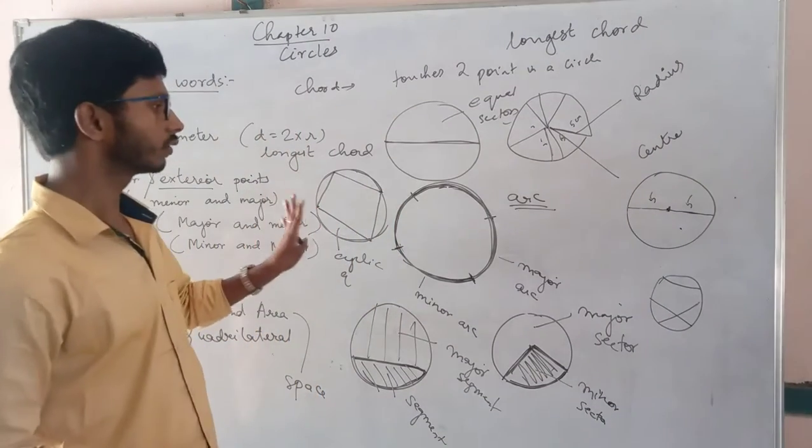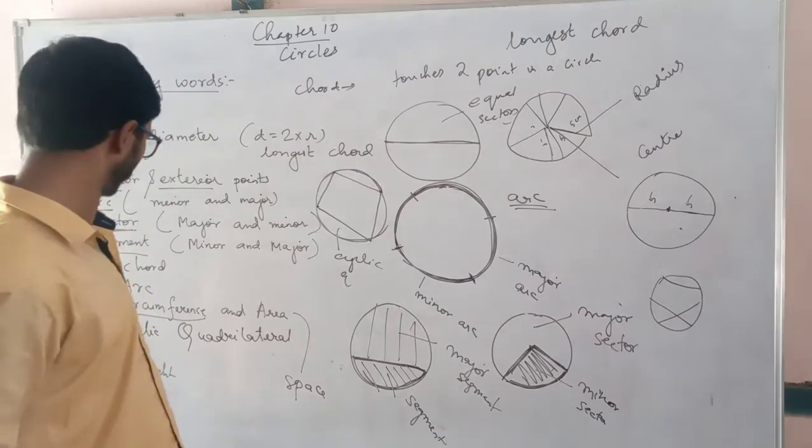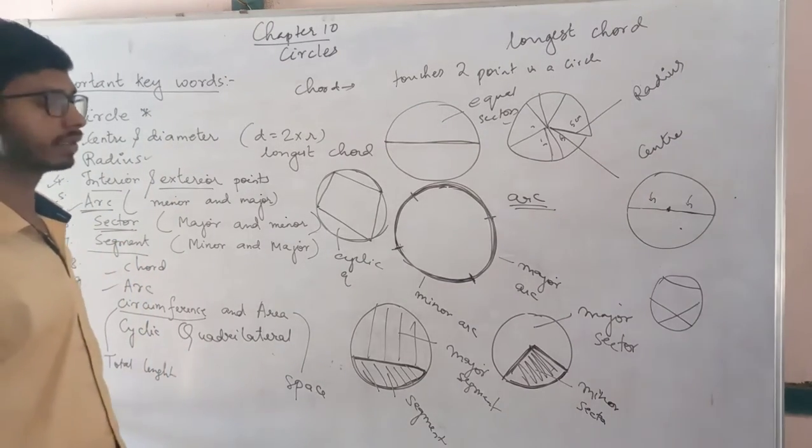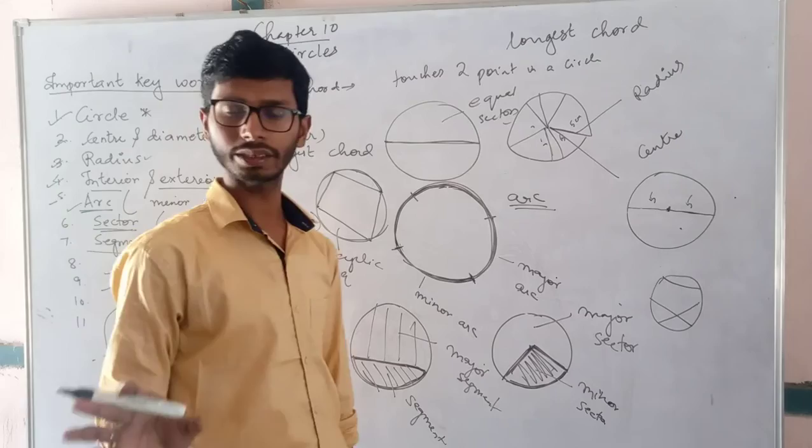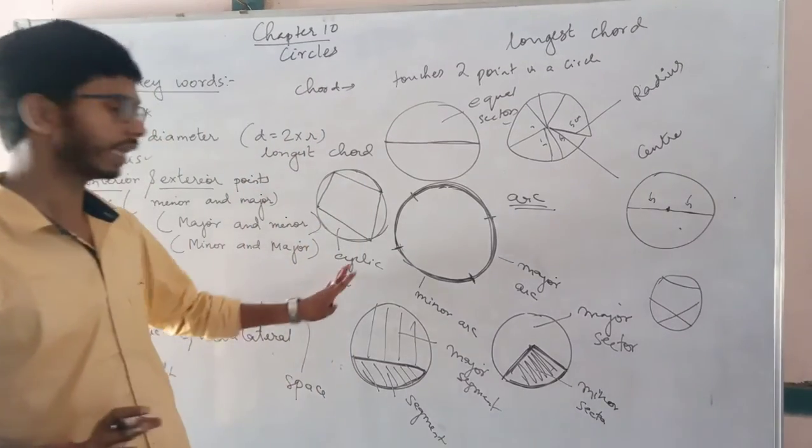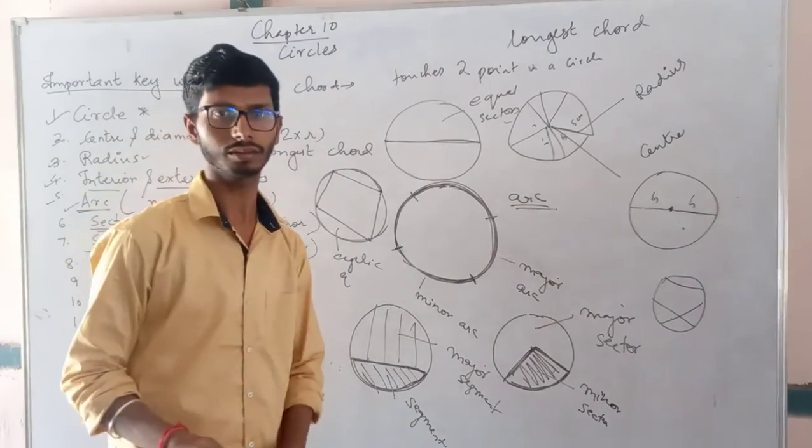Okay, so students, all of you go through all these 11 important keywords. Definitions are there in the textbook. Go through it, understand, and revise repeatedly. Okay, thank you.